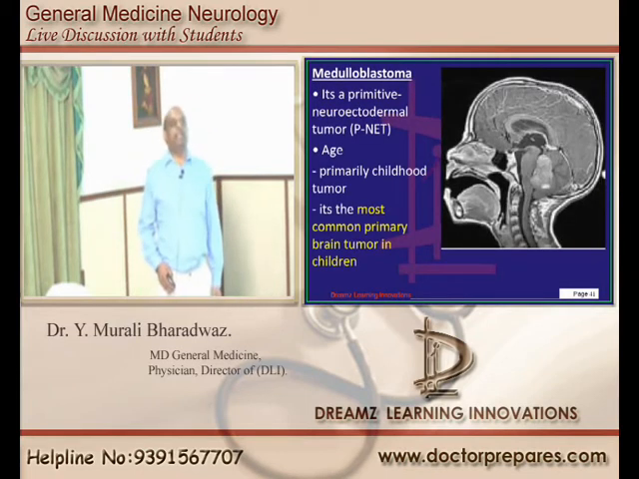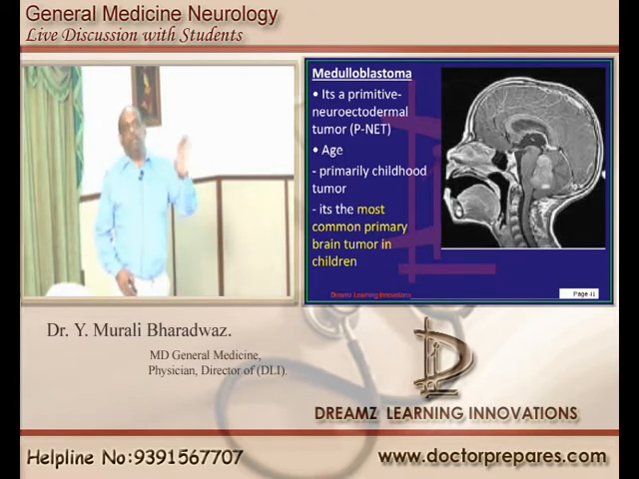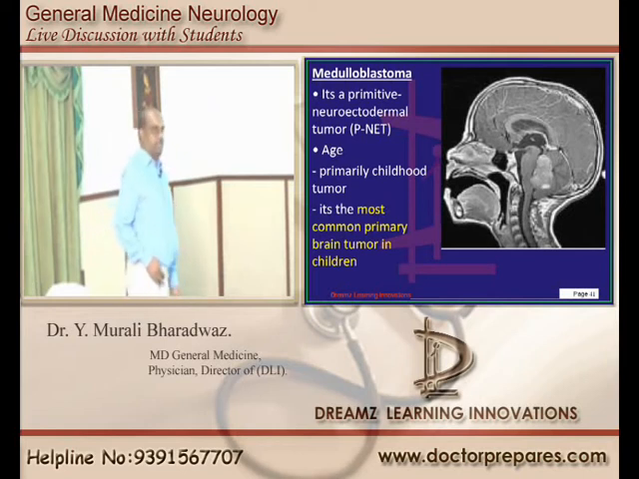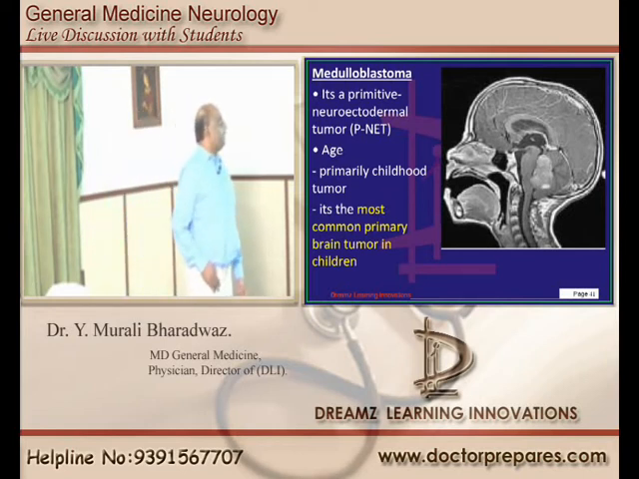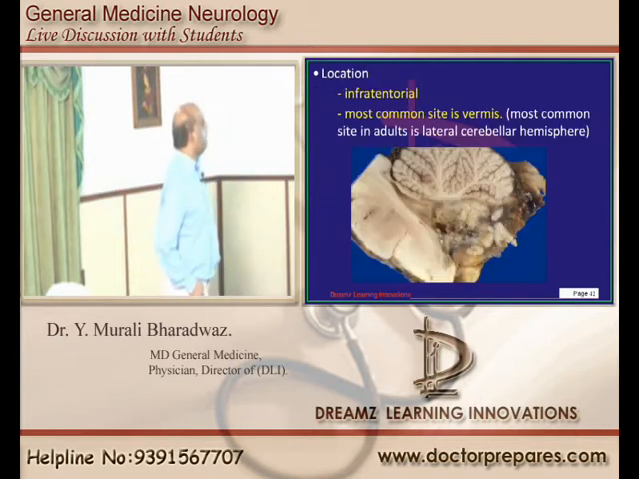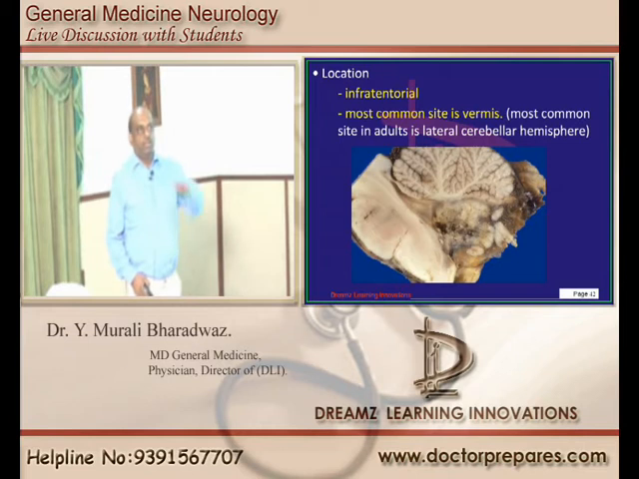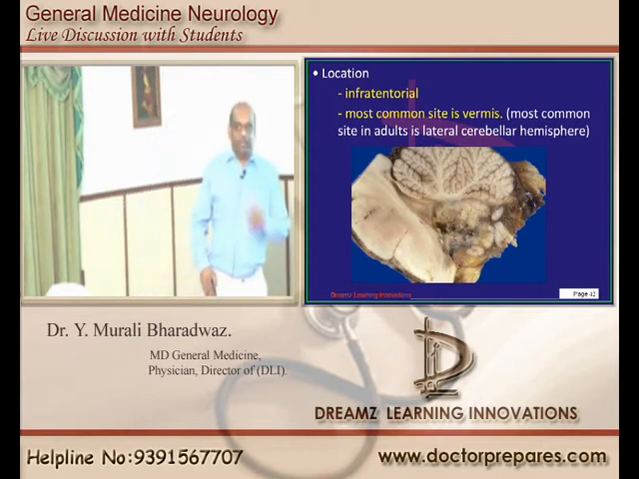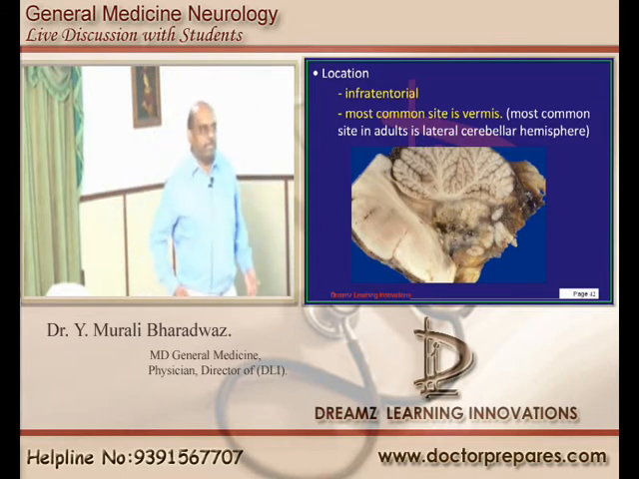Medulloblastoma is also called PNET, primitive neuroectodermal tumor, mainly seen in childhood, and it is the most common primary brain tumor in the pediatric population. It is located infratentorially. You know that there is a tentorium cerebri, above it supra, below it infra. Very common site is in the cerebellum, that is in the vermis, and in the adults it is the lateral cerebellum. There is a difference between the two. Why? Vermis is important for our truncal balance. If the vermis is involved, we get truncal ataxia.